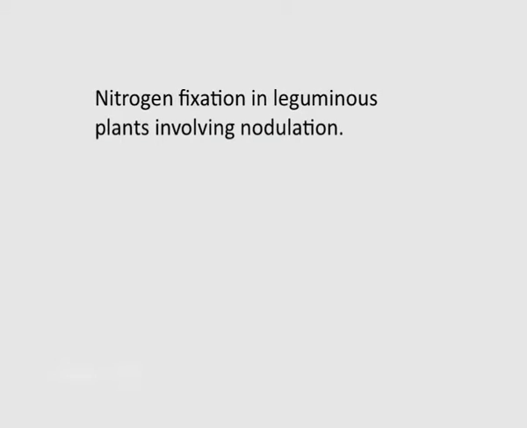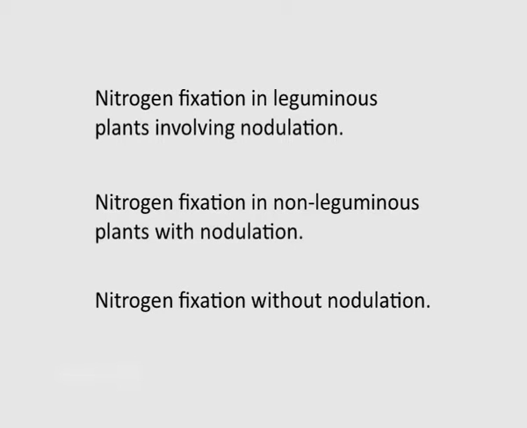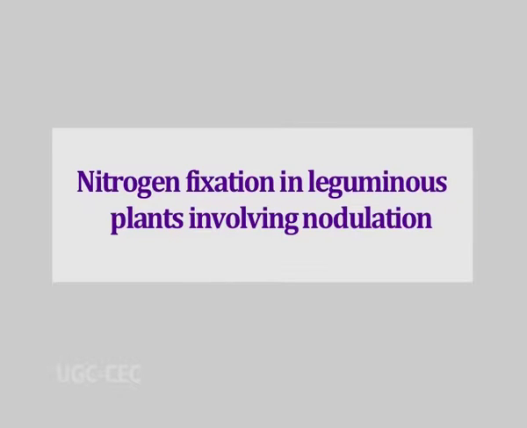The symbiotic biological nitrogen fixation are of three types: nitrogen fixation in leguminous plants involving nodulation, nitrogen fixation in non-leguminous plants with nodulation, and nitrogen fixation without nodulation. First, let us take up nitrogen fixation in leguminous plants involving nodulation.